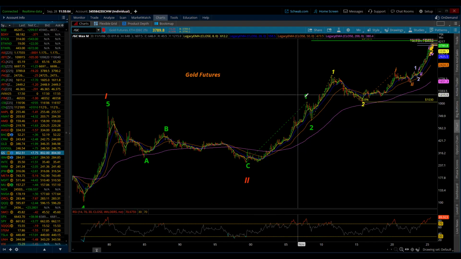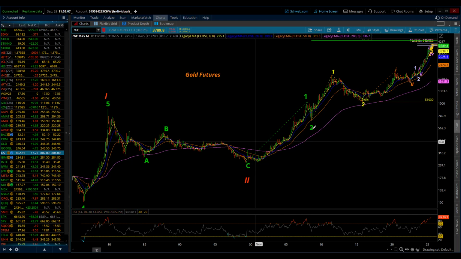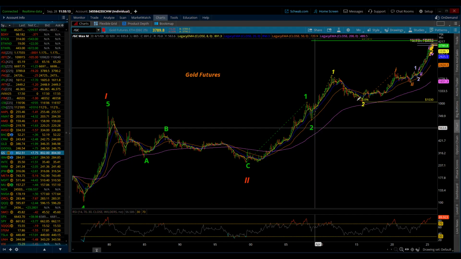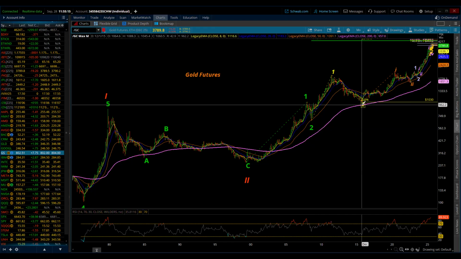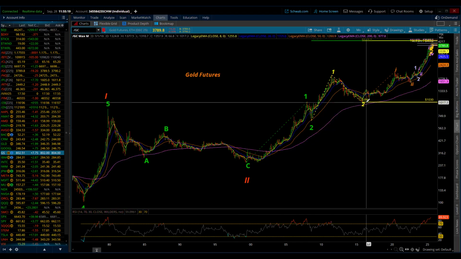We are in a primary third wave, right? So we've come up primary one, primary two. We're in primary wave three. Inside there are going to be five waves of intermediate degree, of which we have one and two. So we're in intermediate wave three of primary wave three. What's going to be inside intermediate wave three? Five waves of minor degree, of which we have one and two.